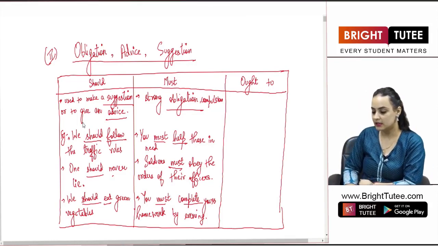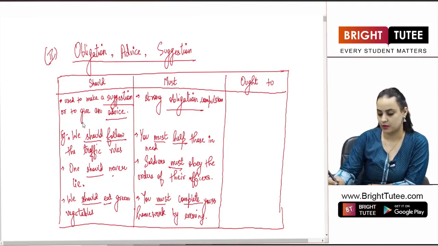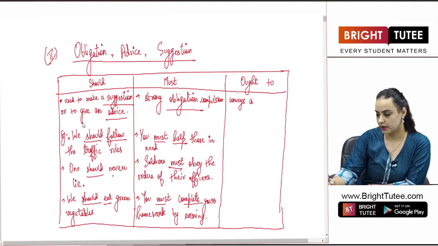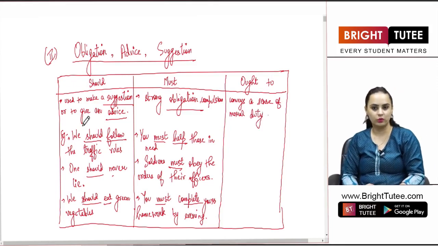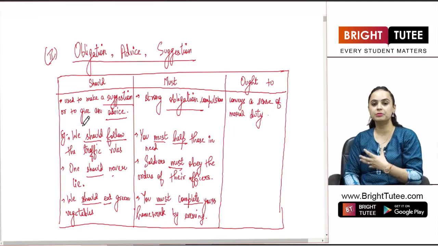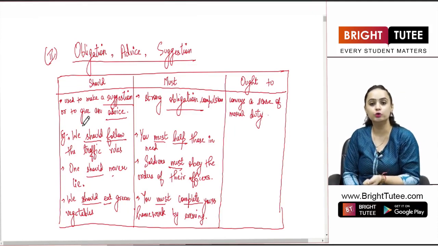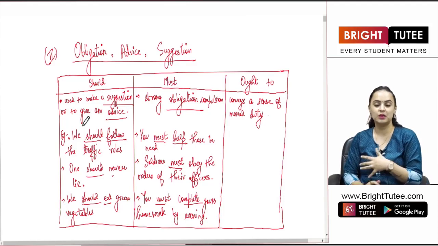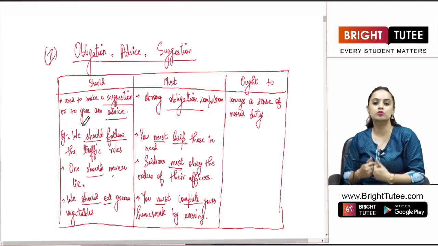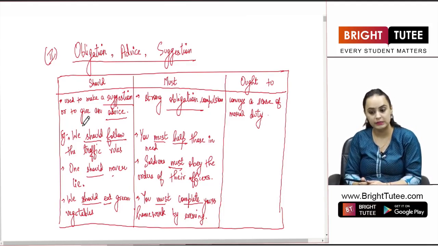Fine. The last one is ought to. Now, ought to conveys a sense of moral duty. A sense of moral duty. What do we mean by that? Something that we should morally do. Something which is morally correct. Something which is telling us about our duties, about our responsibilities.